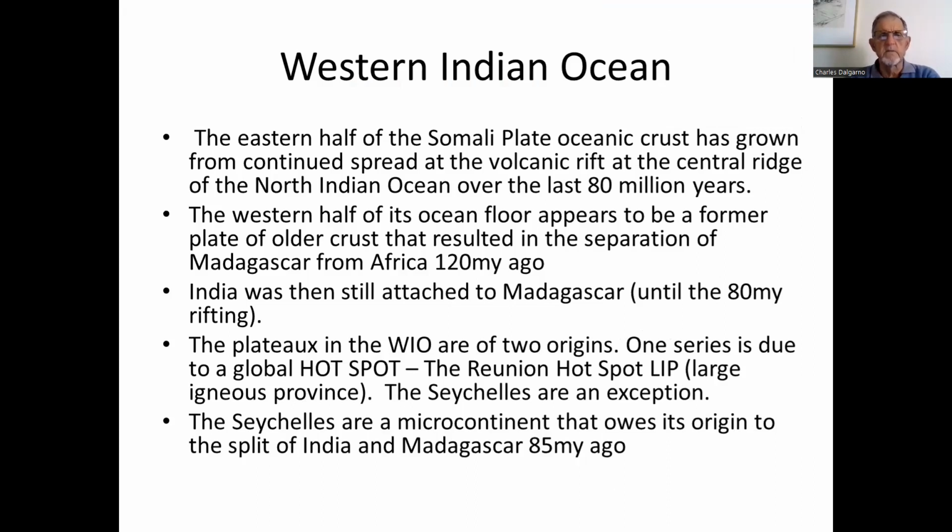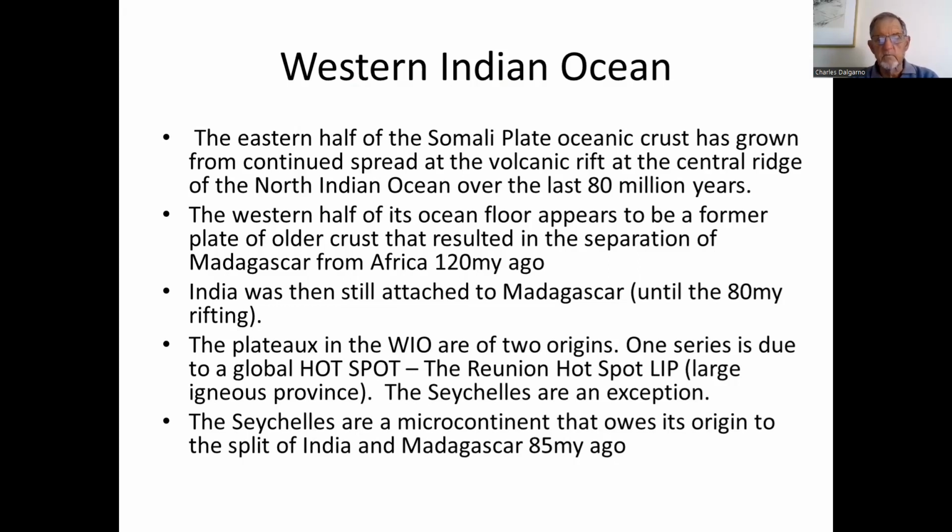Reiterating the Western Indian Ocean, the eastern half of the Somali Plate oceanic crust has grown from continued spread at the volcanic rift at the central ridge of the North Indian Ocean over the last 80 million years. The western half of its ocean floor appears to be a former plate of older crust that resulted in the separation of Madagascar from Africa 120 million years ago. It's the western half of the Somali Plate. India was then still attached to Madagascar, and that separation only occurred about 80 million years ago.